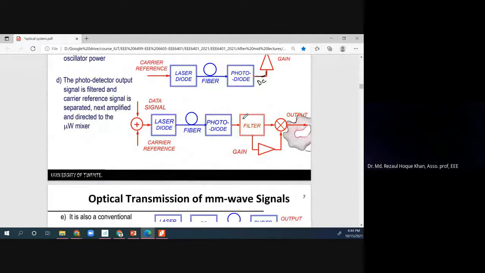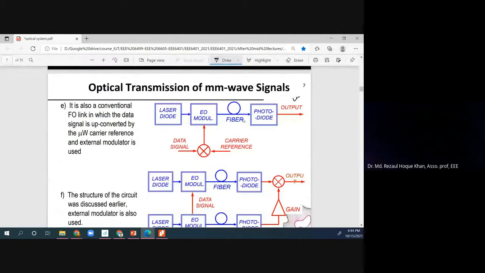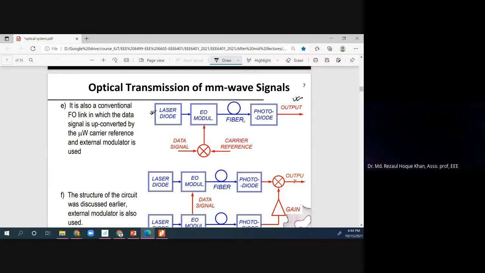This one is quite interesting, and this is probably the most famously used in modulation systems. You see, you have a laser giving a constant current. You pass it through the Mach-Zehnder modulator, and this is the RF signal. This RF signal is coming from the same thing. You have a data signal, you modulate it by the carrier LO, so you have an RF signal.